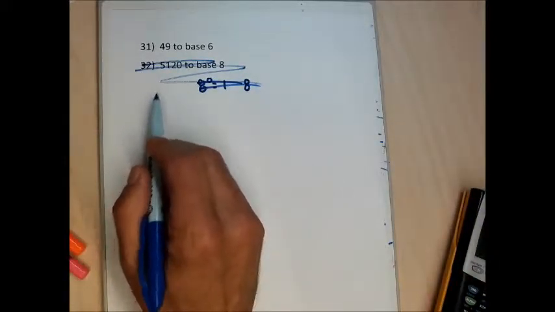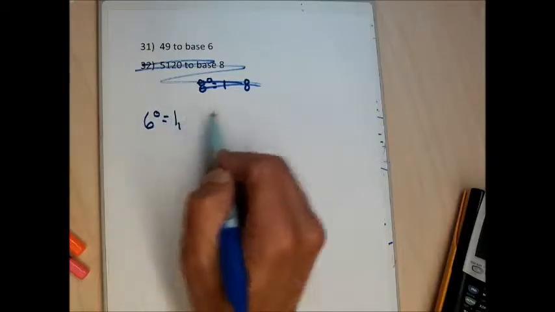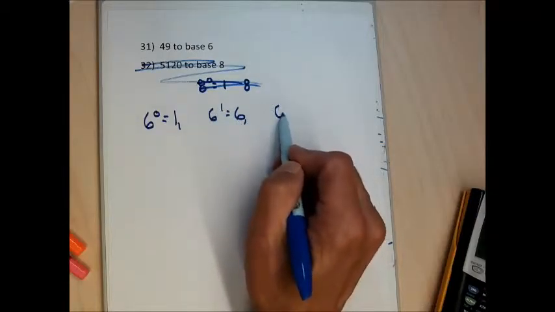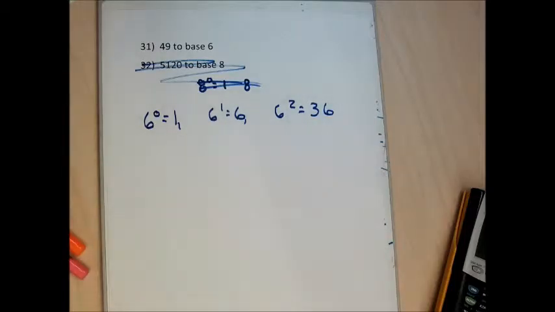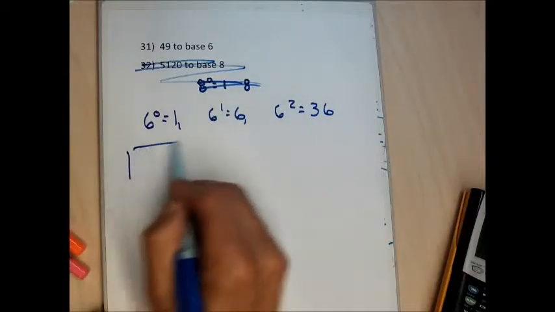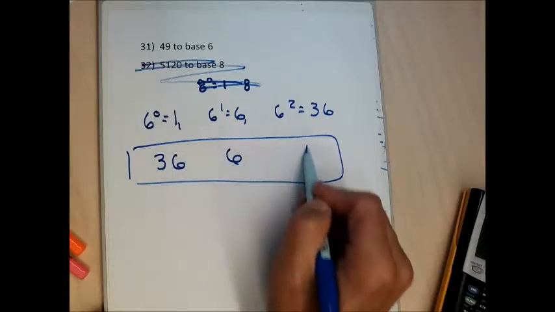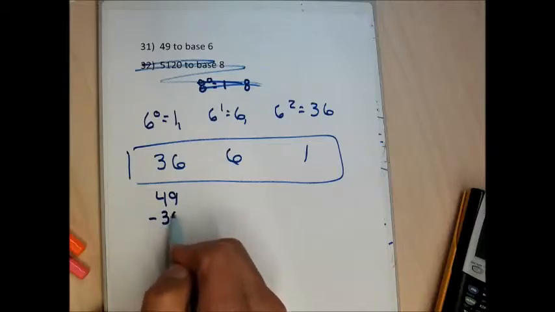And again, you can definitely not watch me do this. I kind of prefer that. But if you need to watch me do it, watch. So there's the powers of 6 that I need. The next power would be bigger. So I'm going to write these numbers down. 36, 6, and 1. First thing I'm going to do is go 49 minus 36.